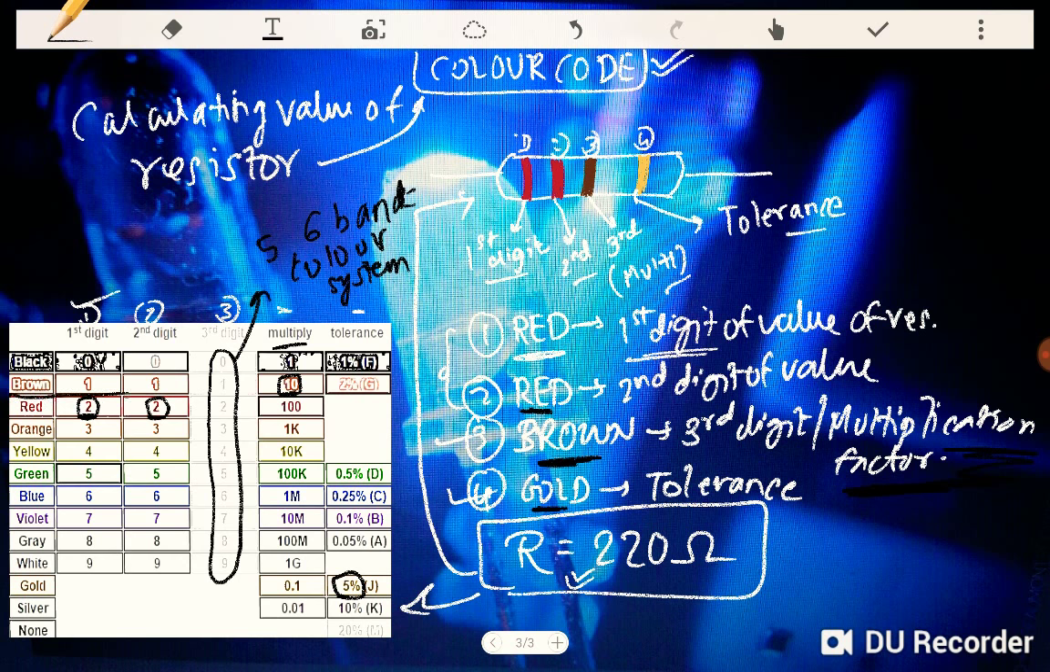Look at this, you have to look like this here. Alright, brown, so the multiplication factor is 10. Tolerance, the color is gold, so 5. So did you get this? How did I get it?